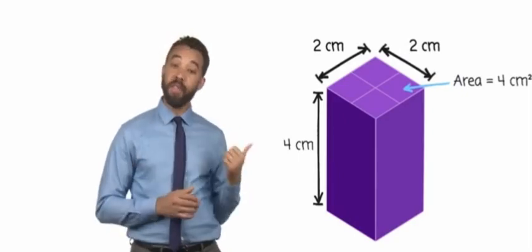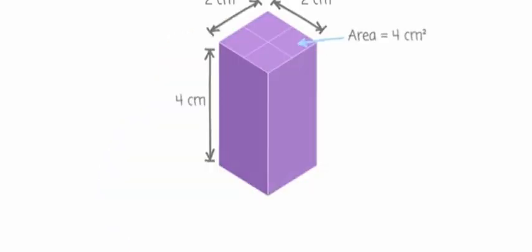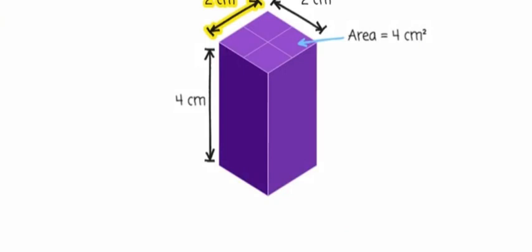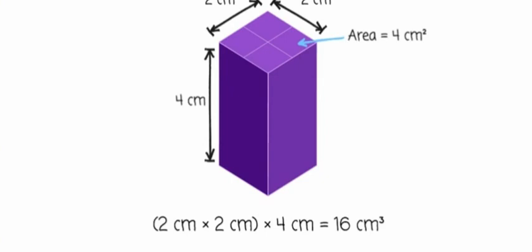What is the volume of this prism? The length is 2 centimeters, the width is 2 centimeters, and the height is 4 centimeters. So we can multiply 2 centimeters by 2 centimeters by 4 centimeters to find the volume. That's 16 cubic centimeters. That's right. We can also multiply the area of the top, 4 square centimeters, by the height, 4 centimeters, to find the volume. So the volume is 16 cubic centimeters.